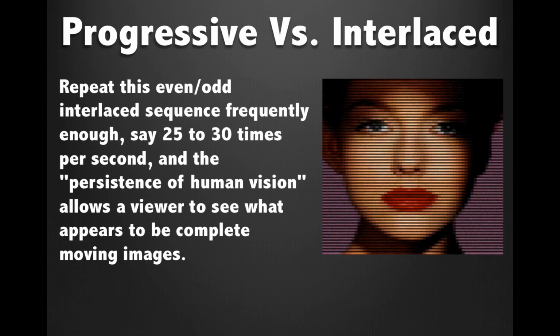Repeat this even-odd interlace sequence frequently enough, say 25 or 30 times per second, and you'll get what's called persistence of human vision, which allows viewers to see what appears to be complete moving images. Now, persistence of human vision is just what our brain does. The reason why we see a moving image, even though we don't see a collection of still images, is it's just easier for our brain to process and say, no, this is real life moving in front of us.